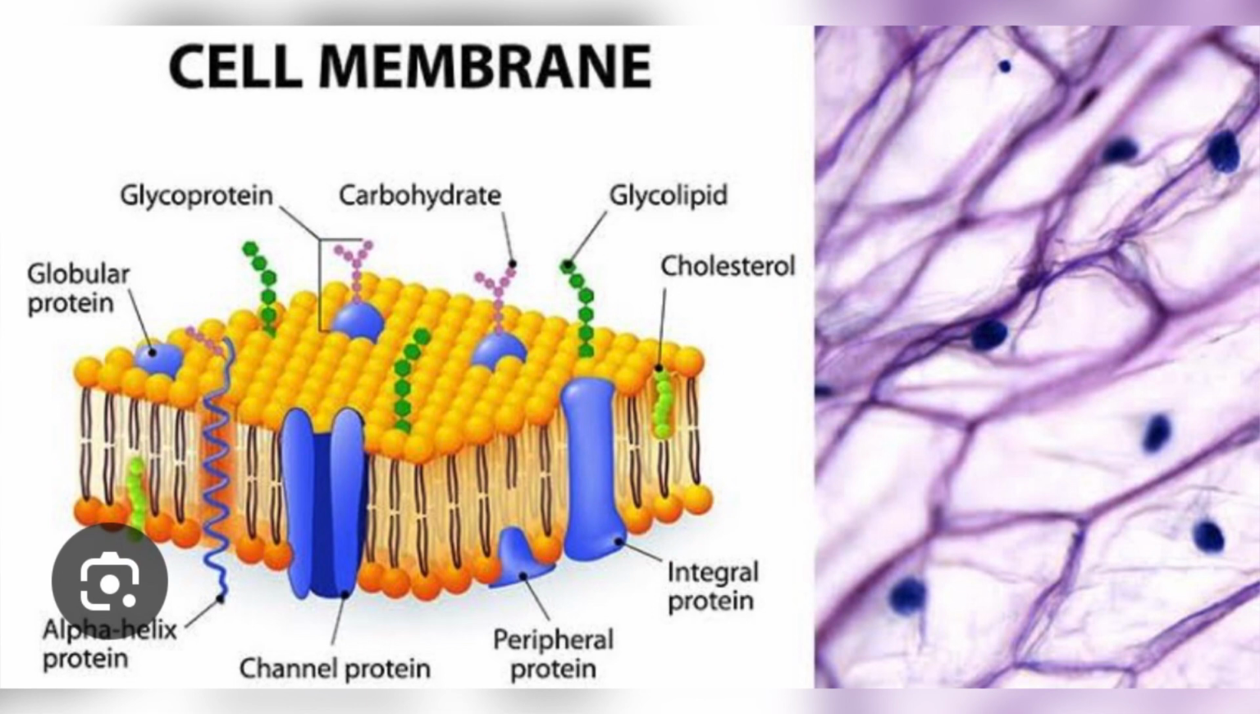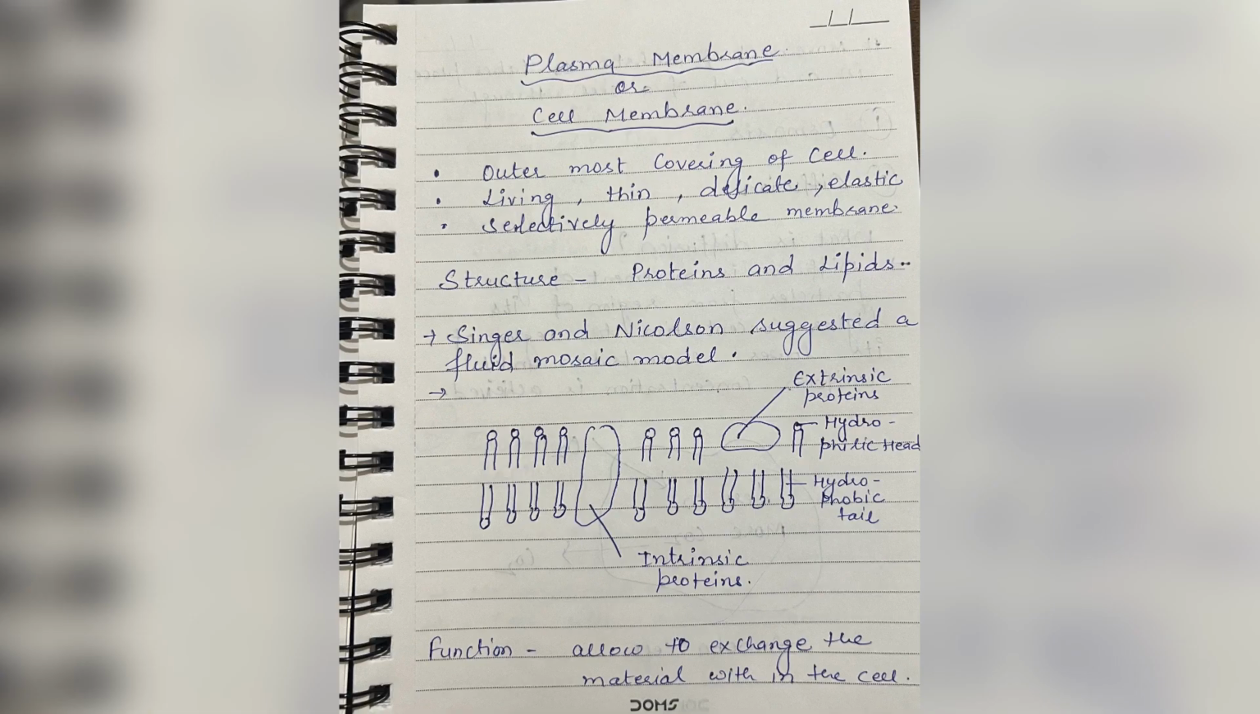It's a living, thin, delicate and elastic membrane, which is selectively permeable in nature. Now why is this a selectively permeable membrane? Because this membrane allows only some material, which is required by the cell, to enter the cell. Not all the material can enter inside the cell. So this is known as the selectively permeable membrane.